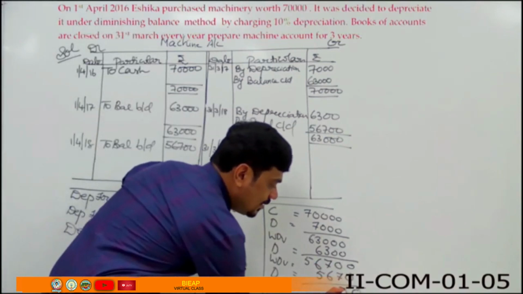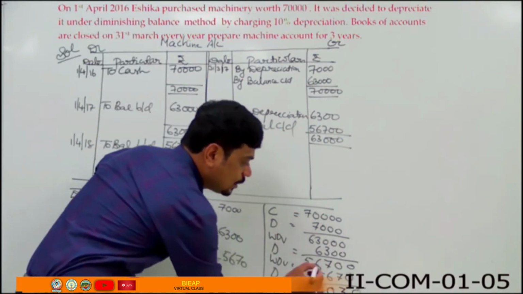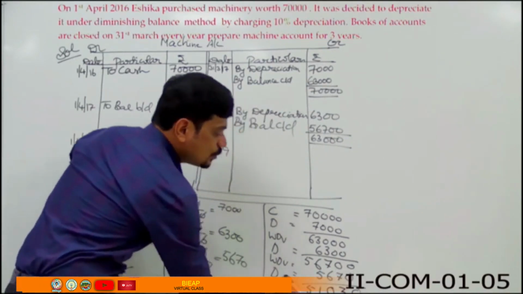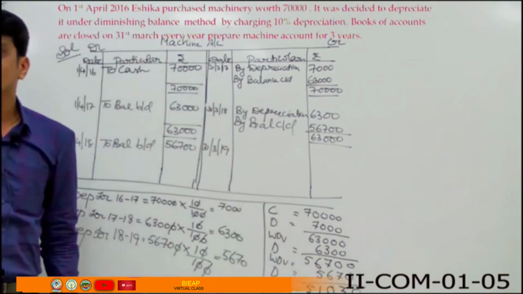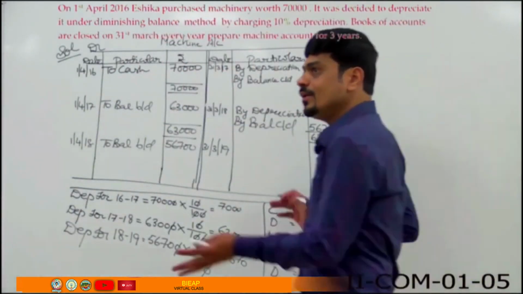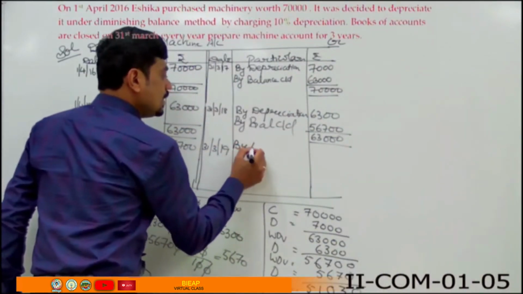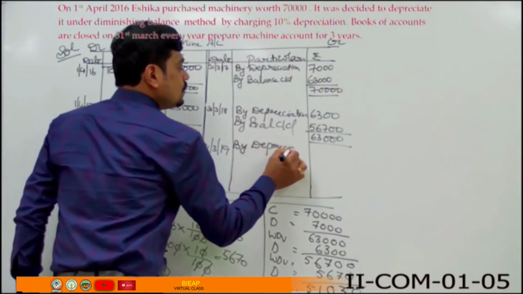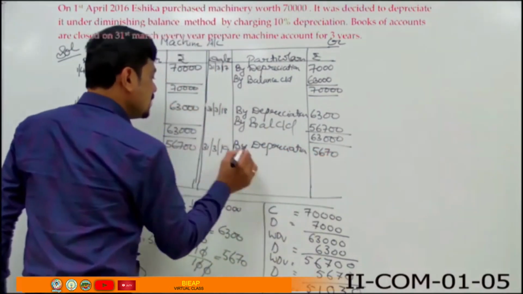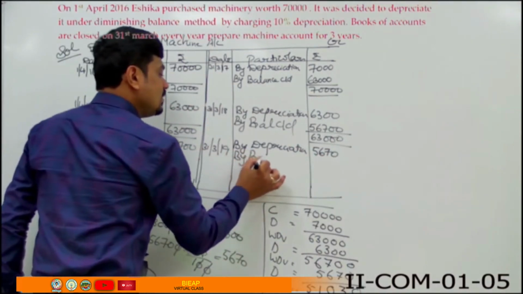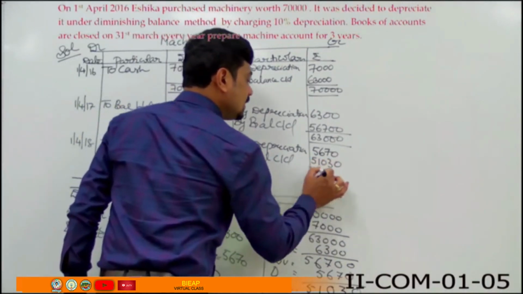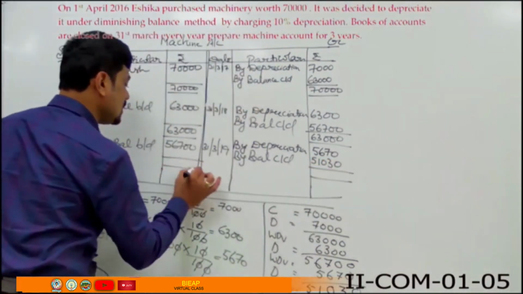0, 10 minus 7, 3, here 6, 6 minus 6, 0, 6 minus 5, 1 and 5. This is the written down value. 51,030 is the written down value. 51,030. Okay. So by depreciation, how much will I write? I'll write 5,670. Balance. How much is the balance? The balance is 51,030. The written down value I got for 3 years.